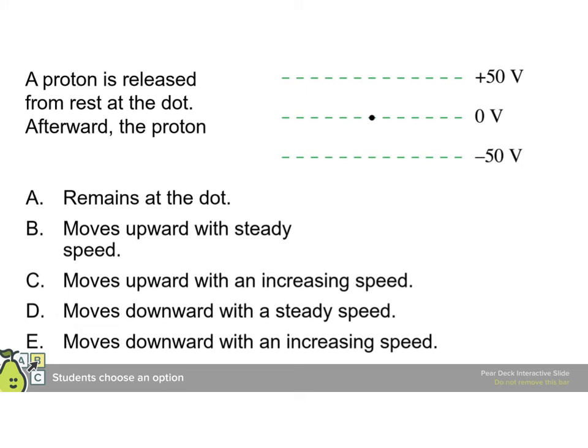So, a proton is released from rest at the dot, and someone has told us that the potential in this region is plus 50 volts here, and relative to this one, which is 0, and this is 50 volts lower. Well, we know that positive charges roll downhill, i.e. they move down potential gradients, so the thing is going to want to go that way. So that's out, and that's out, and that's out. And then the question is, well, what happens to its actual speed? But we know that it accelerates down potential gradients, just like a thing rolling downhill.